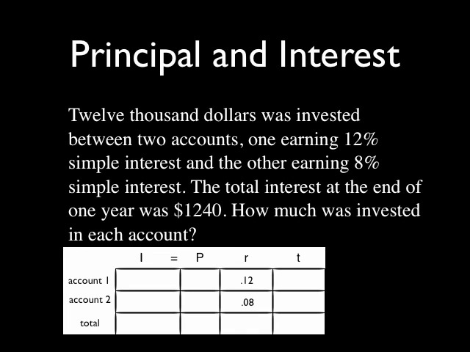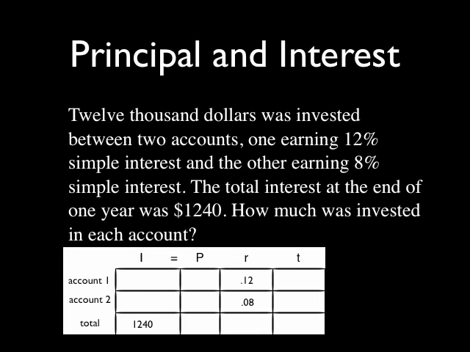The total interest at the end of 1 year was $1,240. Now does that go in the R column? It says interest, but that's not an interest rate. That's an interest dollar amount. The interest dollar amount is I. So it goes in the I column, and it's the total amount of interest, so it goes down there under total. $1,240 for the total dollar amount of interest.